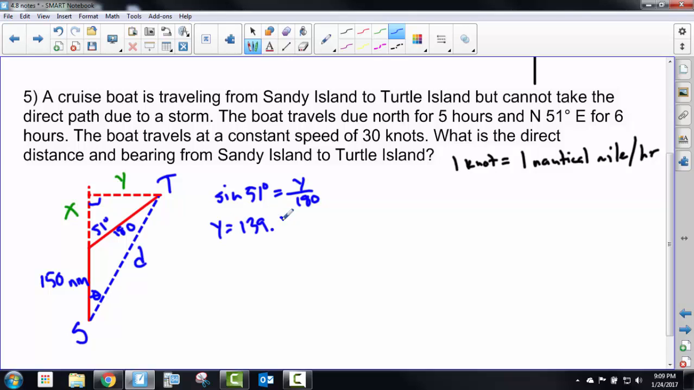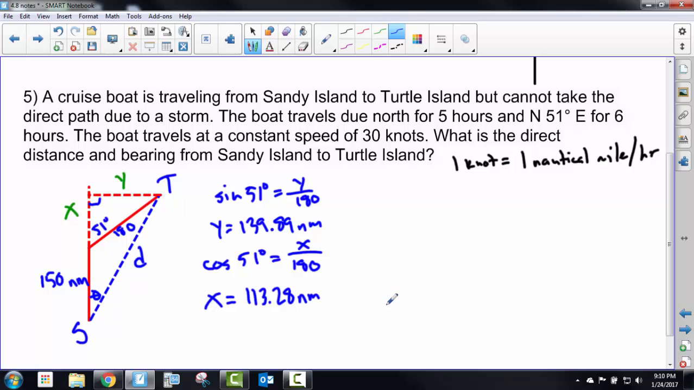I'm going to go 2 decimal places here, but you could probably just leave it in your calculator. Okay, so I know the value for Y. I can also find the value for X if I do the cosine of 51 degrees. And again, there are other ways to do this, but I'm just rolling with the angle that's there, and it works pretty quickly. And then again, 180 times the cosine of 51, I'm getting 113.527 nautical miles. All right, so that is our x, that's our y.